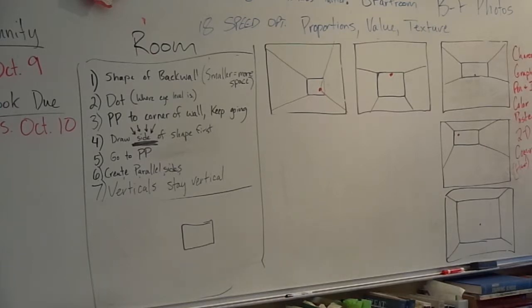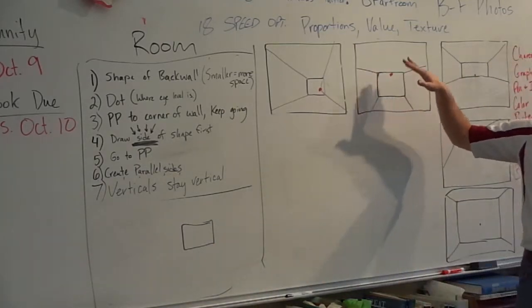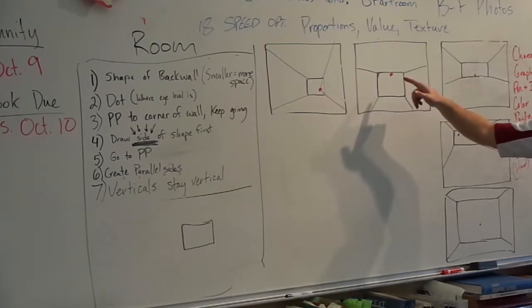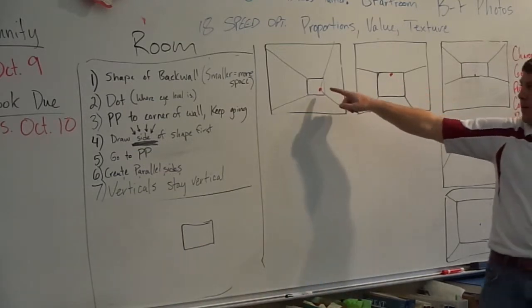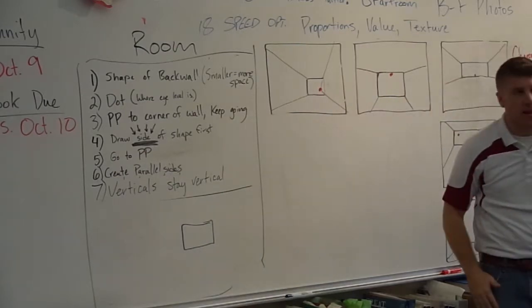Number 2, dot, or the perspective point, is where your eye level is at. I can tell exactly where someone is in a room based on the PP. Such as here, it's about a third of the way up. Such as this back wall, I'm about a third of the way up where my eye level is.